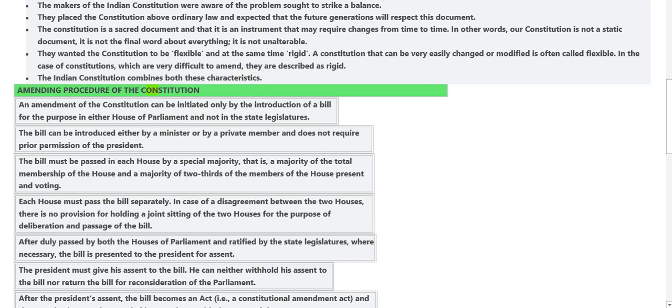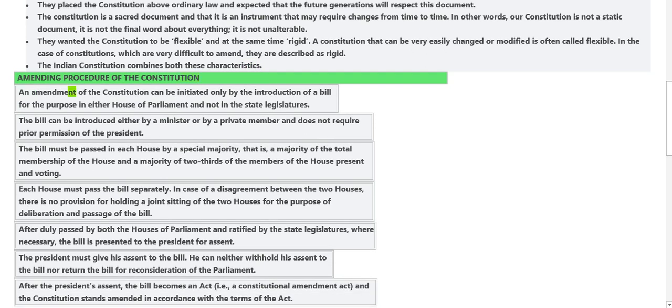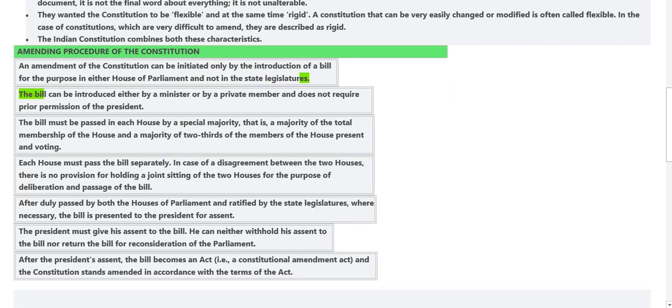Amending procedure of the Constitution. An amendment of the Constitution can be initiated only by the introduction of a bill for the purpose in either House of Parliament and not in the state legislatures. The bill can be introduced either by a minister or by a private member and does not require prior permission of the President.